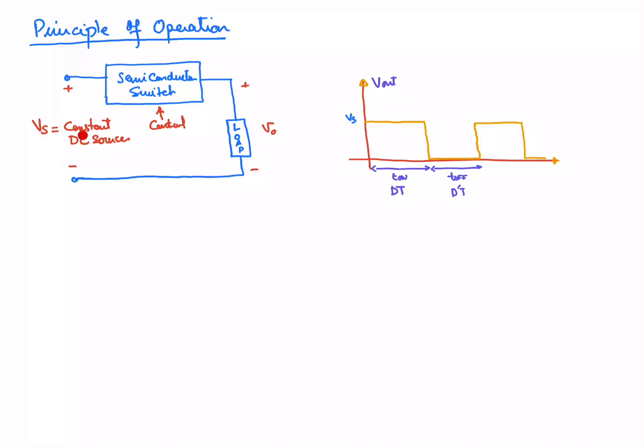So, the constant DC voltage is applied, and you have a semiconductor switch that is either a BJT, IGBT, or the MOSFET, and you control it by applying the gate signal or the base signal. And here you are going to connect the load. For the time being, we are going to assume the resistive load.